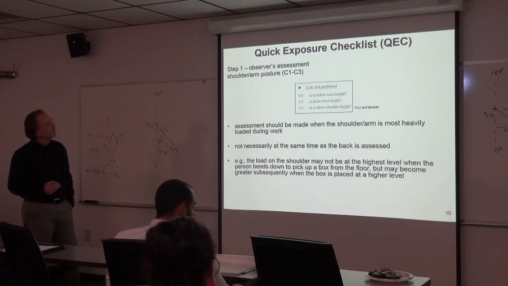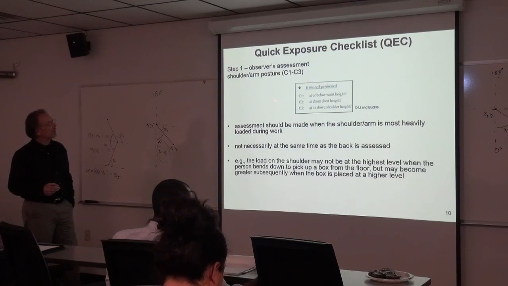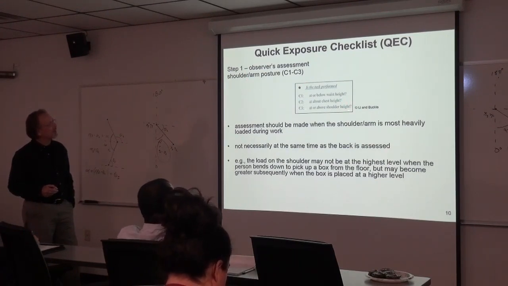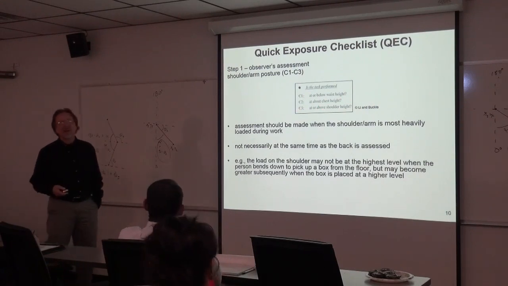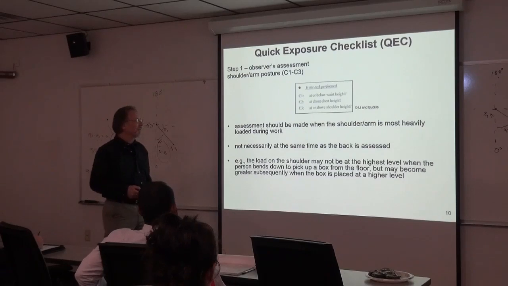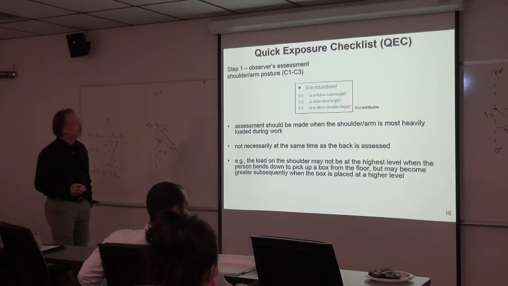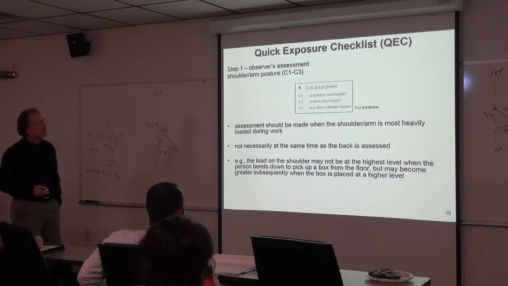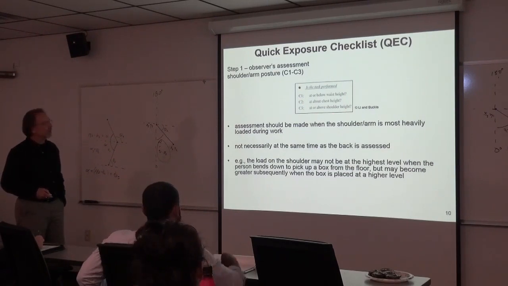Then we go on to C, which is shoulder arm posture: at or below waist height, at or about chest height, at or above shoulder height. In other words, how high are you holding your hands or your arms habitually while doing the task? Okay, and you mark C1, 2 or 3 accordingly.